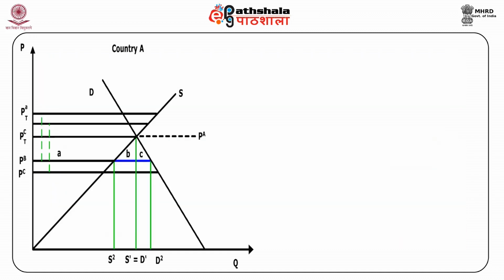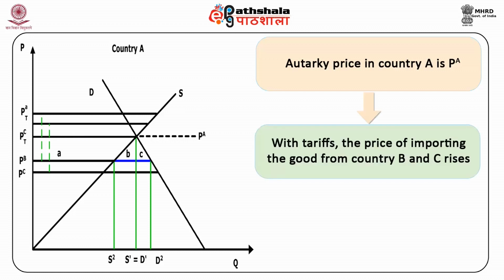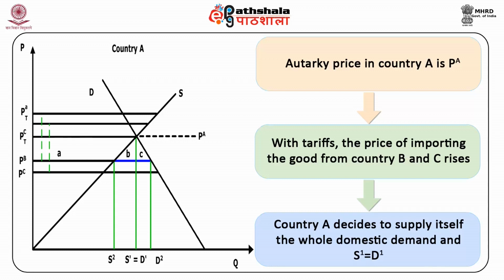Let us take three countries, A, B, and C. PB and PC represent the price of the good in country B and country C before trade. Also, country A imposes a specific tariff on both countries, the amount of tariff represented by the dotted green lines. The autarky price in country A is PA. With tariffs, the price of importing the good from country B and C rises, and hence country A decides to supply itself the whole domestic demand, and S1 is equal to D1.